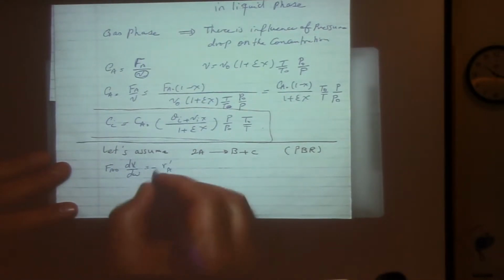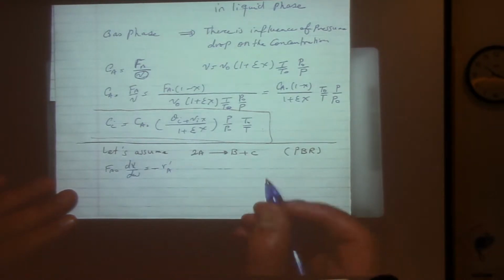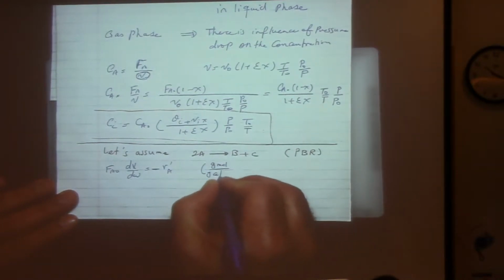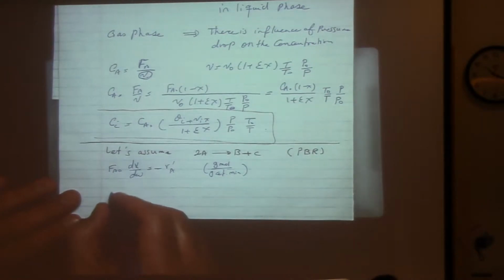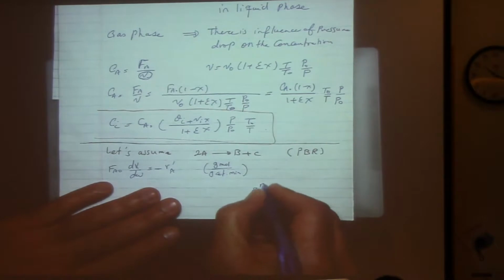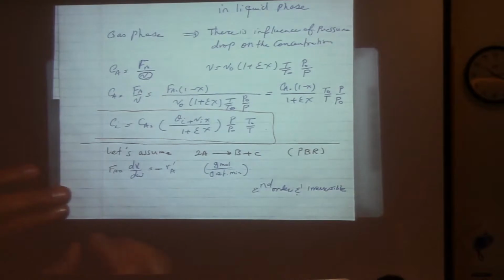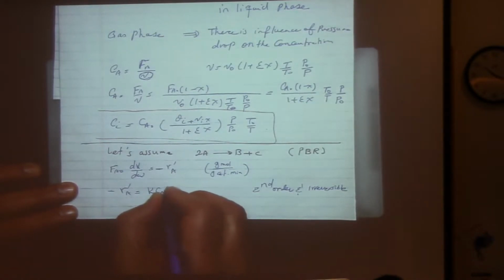Just keep in mind that R prime, again, you had the midterm exam just a week ago, is based on the grams, not based on the volume. So for example, a typical unit would be gram mole divided by gram catalyst times minute or hour. This is a second order, irreversible reaction. So basically your rate law would be minus R prime A is k CA squared.